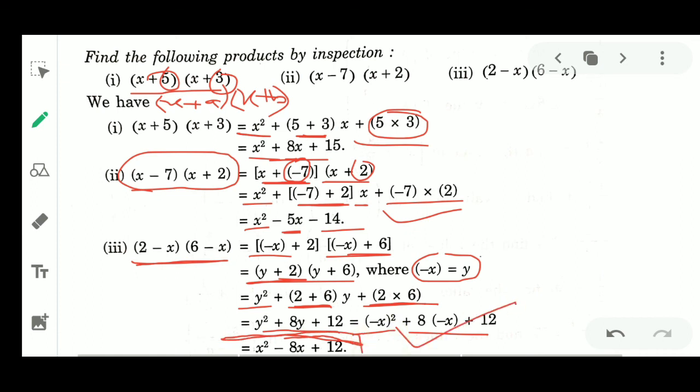Clear? So the homework is exercise 3b and exercise 3c. This one for today.